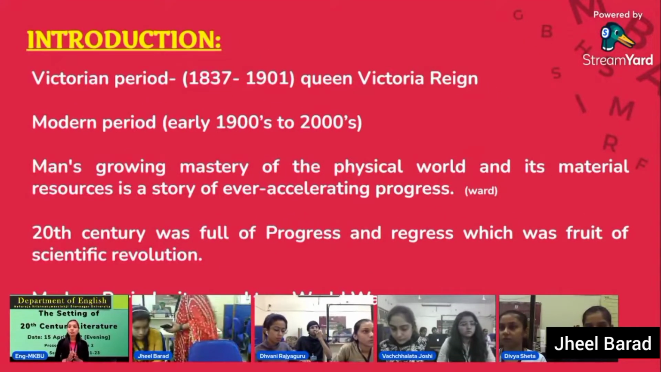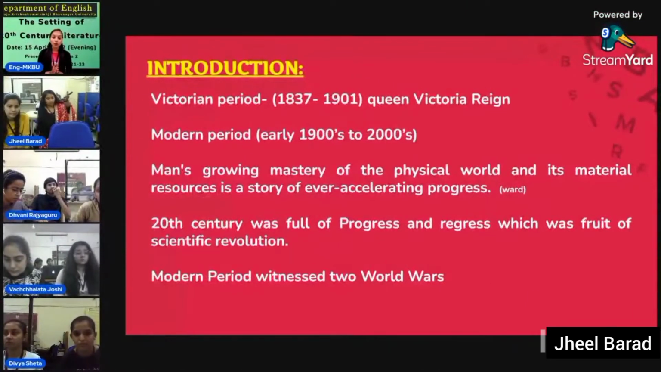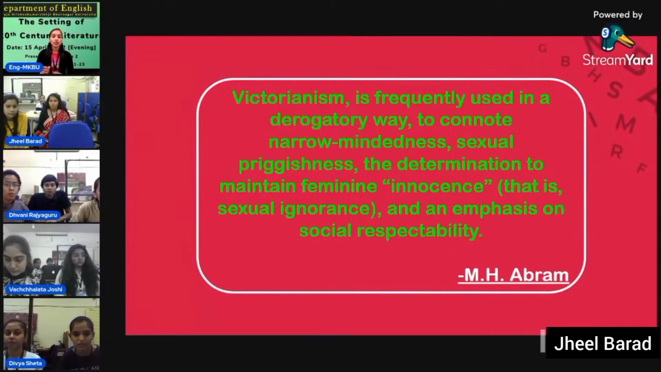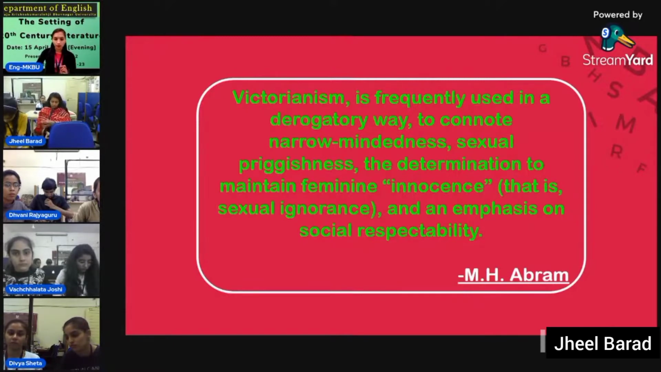The modern period has this ever-accelerating progress along with the two major wars, World War One and World War Two. In the Glossary of Literary Terms, M.H. Abrams has recorded that Victorianism is frequently used in a derogatory way to connote narrow-mindedness, sexual prejudice, the determination to maintain feminine innocence, that is, sexual ignorance, and the emphasis on social respectability.